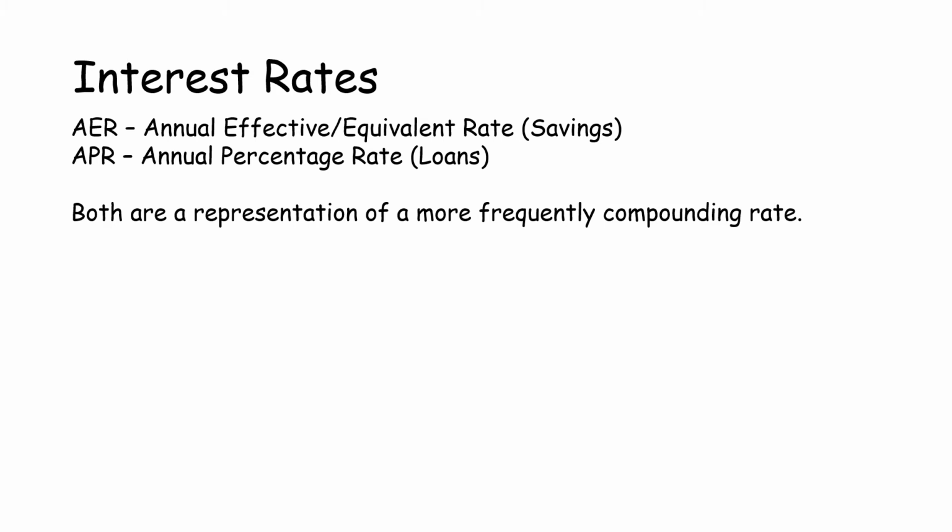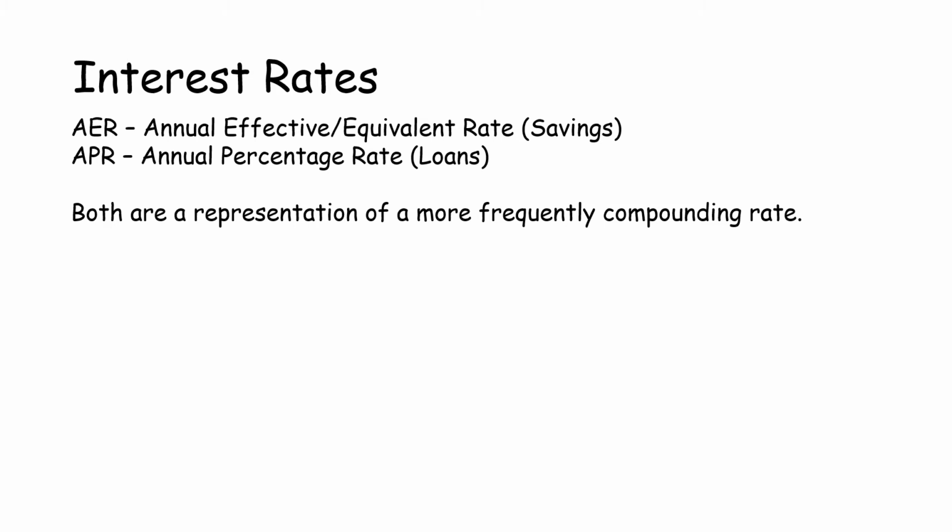They both are an annual representation of a more frequently compounding rate. So what it allows you to do, if we take loans for example, is to compare different loans that may be compounding in a different way. So for some, the interest might be monthly and for some the interest might be weekly, and it allows you to compare them kind of like for like.